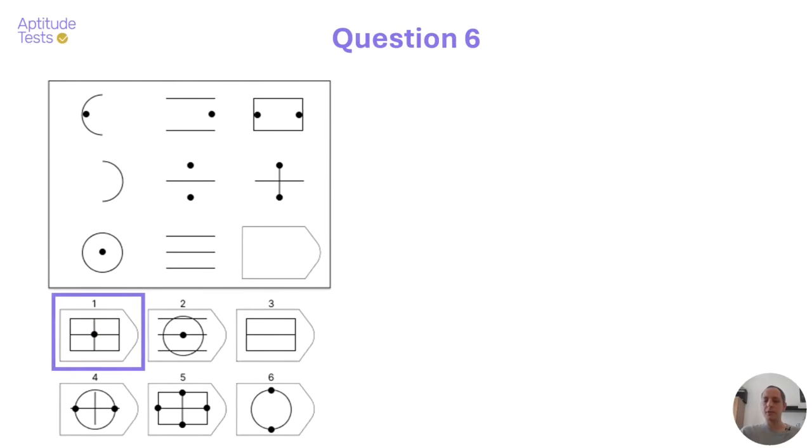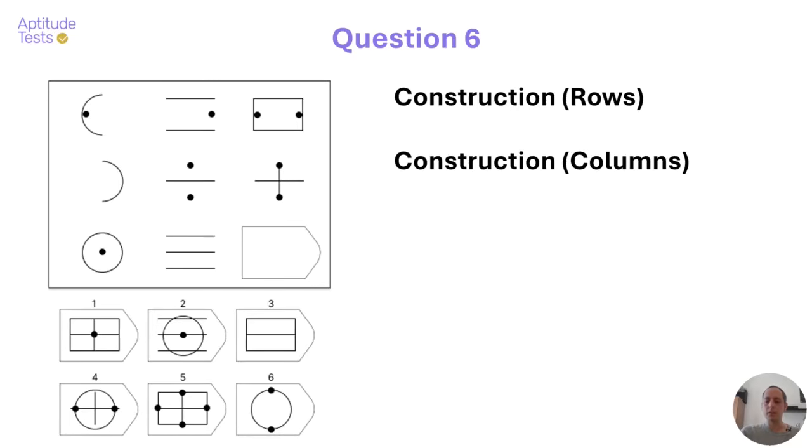Okay, so the correct answer for this question is answer number 1. And the patterns that this question presents are, again, construction patterns. But the reason that this question is more challenging than the previous construction questions that we have seen is that each pattern takes only certain parts of the shapes into account. Okay, and I'll show you what I mean by that.